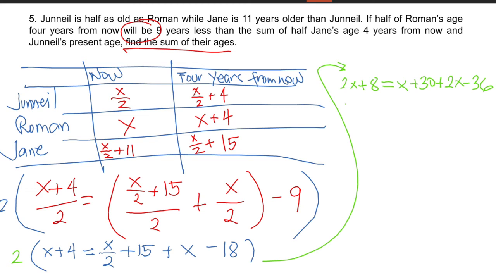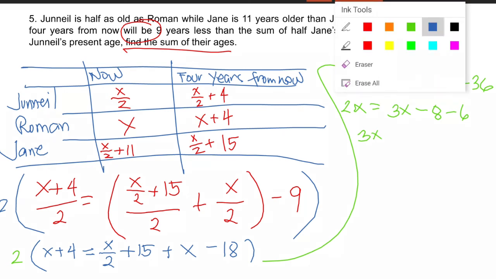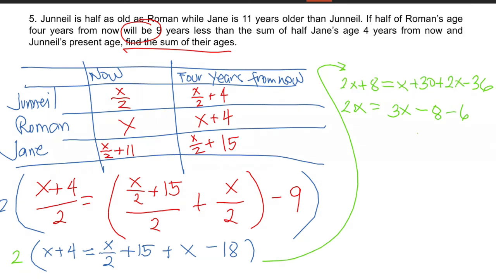And then let's combine similar terms. So we will get 2x equals 3x, then 30 and 36 minus 8 minus 6. So we will get x is equal to 8 plus 6, that is x is equal to 14. Therefore, the age of Roman is 14. So Roman is currently 14 years old.